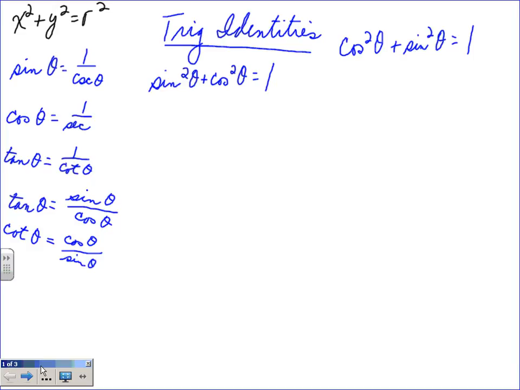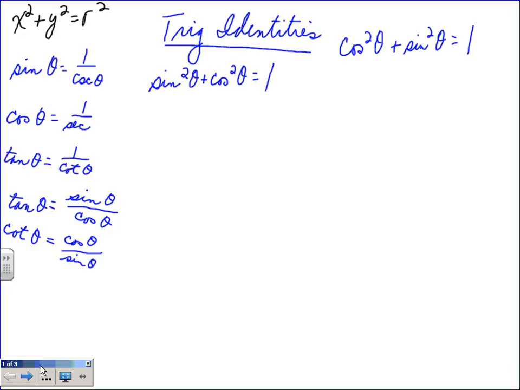Same with cosine and secant. They're reciprocal functions. Tangent is 1 over cotangent. Tangent also equals sine over cosine. So therefore it makes sense that cotangent would equal cosine over sine. All right?